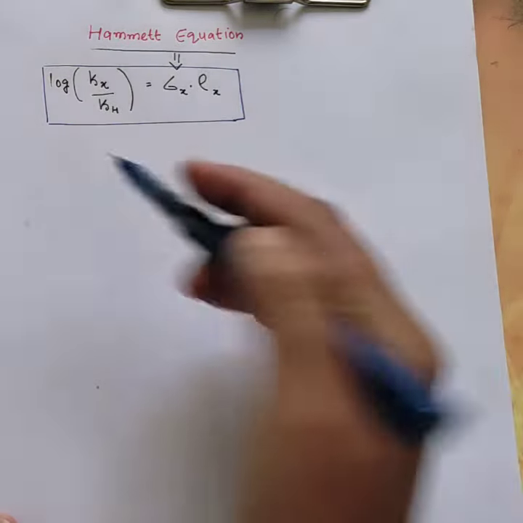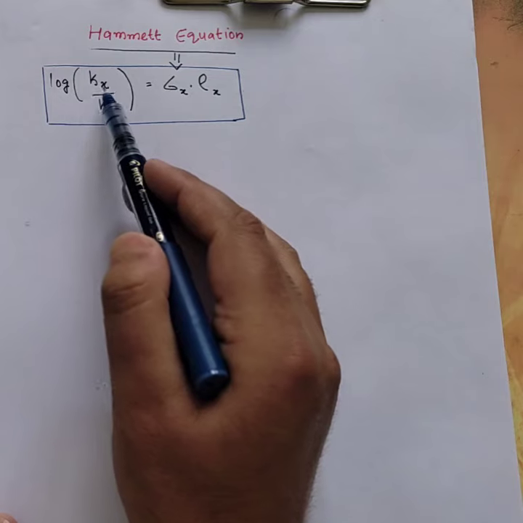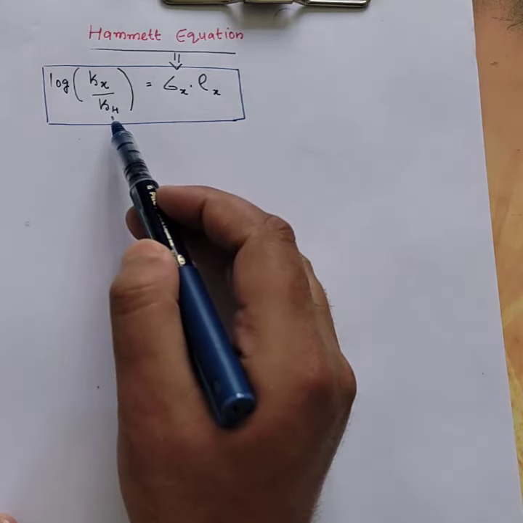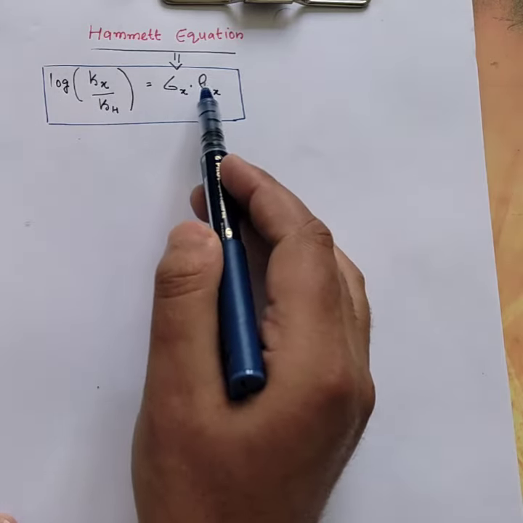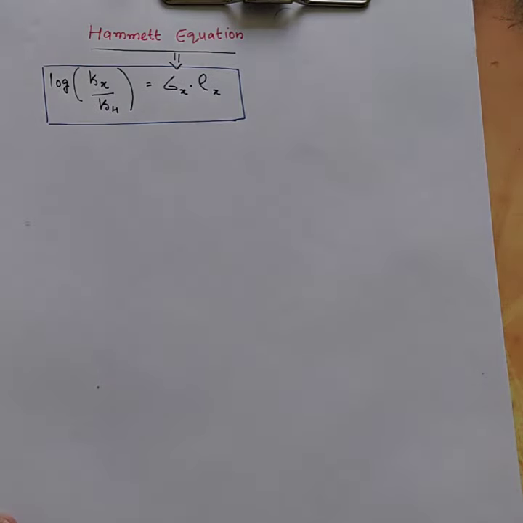अब मैं इसको दोबारा पढ़ लेता हूं. Logarithm of kx, this is kh, this is sigma x and this is rho x. Now Hammett equation को understand करने के लिए each and every term we have to understand. But at the moment we'll just keep in mind one thing here so that we will come to the conclusion what this is all about. We have kx. Now what is this kx?